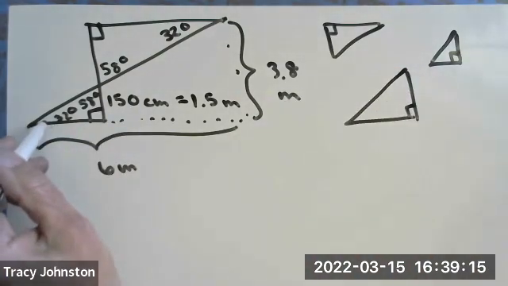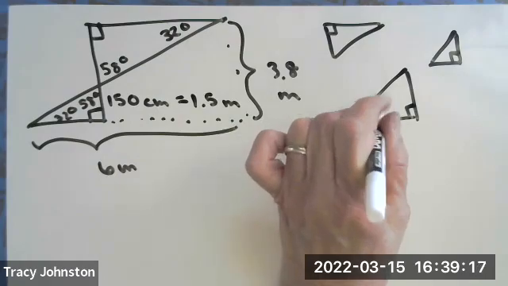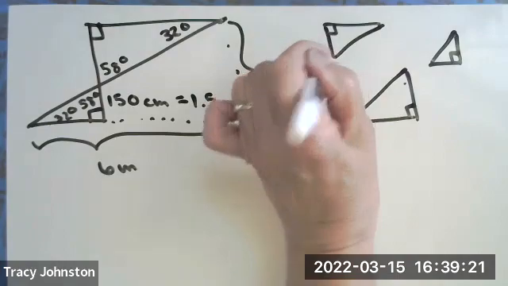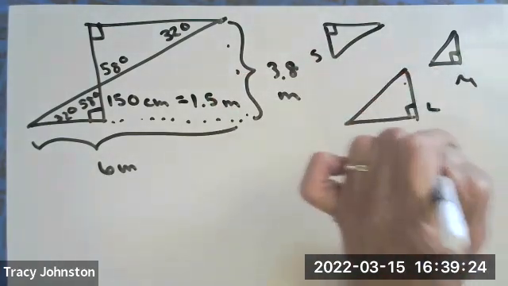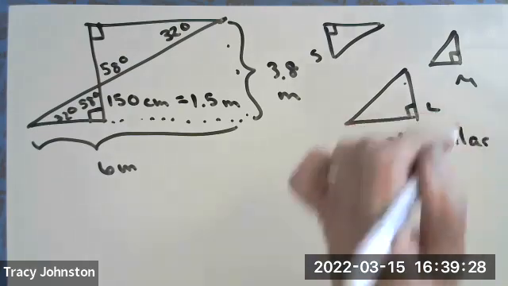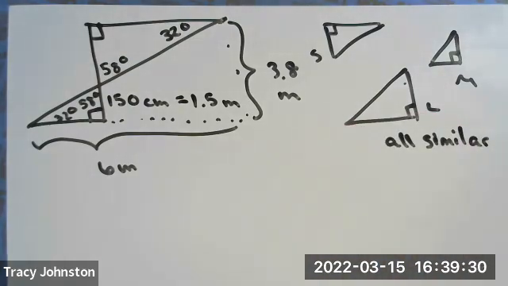And this angle is 32 degrees. And that angle is 58 degrees. So the small, the medium, and the large triangles are all similar. And since they're all similar, then I can use any measurements that I see on them in terms of proportionality to the other triangles. I can use that to help find the information. So they're all similar by AA.